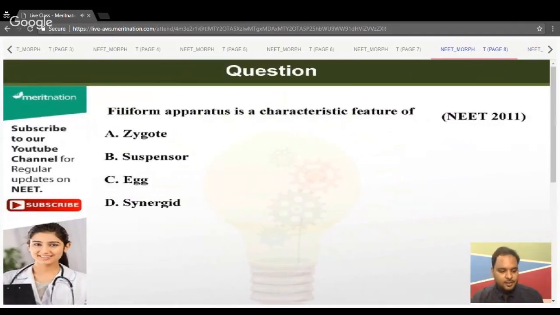Filiform apparatus is a characteristic feature of... a very easy question. The last question is very easy, and you can answer it very quickly. This is a bonus question once again from my side, from NEET 2011. The options are: A. zygote, B. suspensor, C. egg, D. synergids.